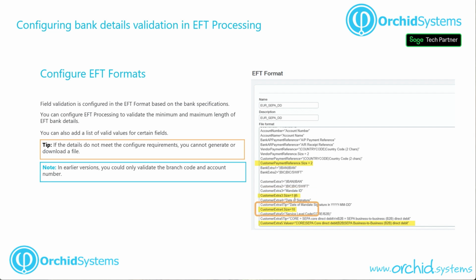And the customer extra 4 must be 10 characters long, and this is the date of the signature of the mandate. And customer extra 5 has been configured to have a drop-down with 2 values. The first one is core, with the description of SEPA core direct debit, and the second one is B2B, with a description of SEPA business to business B2B direct debit.